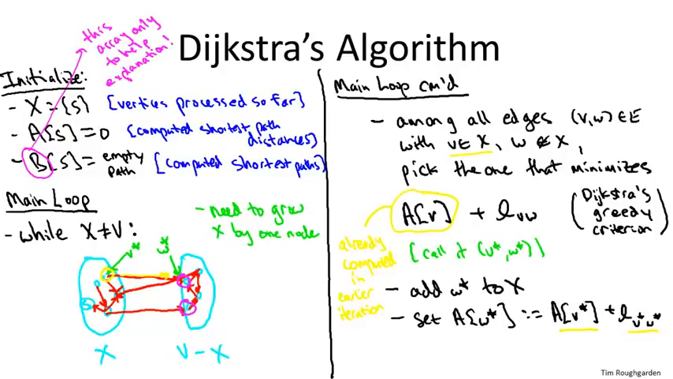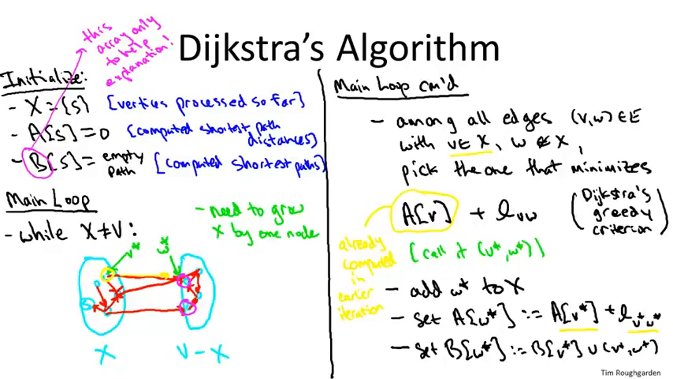So we do something analogous with the shortest paths themselves and the array B. That is, again, since we just added W star to capital X, we're responsible for suggesting a path from S to W star in the B array. So what we're going to do is just inherit the previously computed path to V star, and tack on the end one extra hop, namely the direct edge from V star to W star. That'll give us a path from S all the way to W star via V star as an intermediate stop. And that is the entirety of Dijkstra's algorithm.